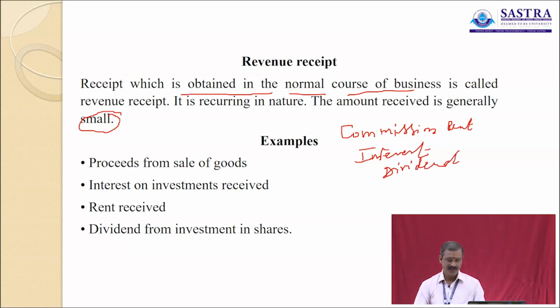Right? See here, the proceeds from sale of goods is the foremost example of revenue receipt. The interest on investments received, the rent received, the dividend from investment in shares. The proceeds from sale of goods is always treated as a revenue receipt. The interest on investments in securities of other organizations or business houses or firms will be known as interest income, and will be treated as revenue, and rent received from our own premises or business premises let out, and dividend from investment in shares and others.